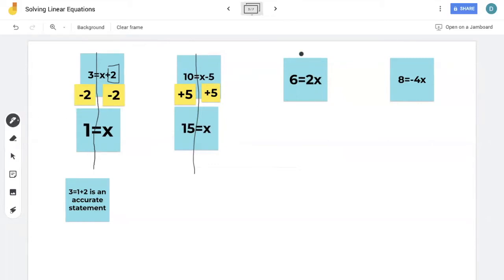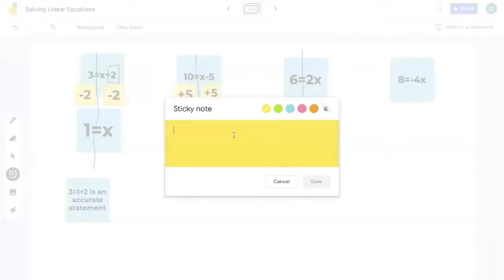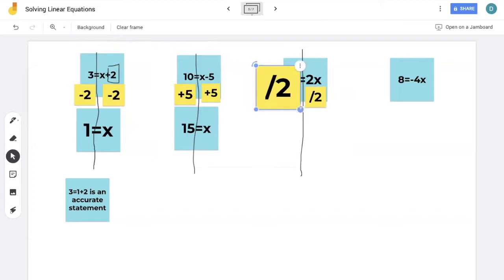So now let's look at a multiplication problem here. This time, what we want to do is make it so there's a 1 being multiplied by the X, right? Because 1 times anything is itself. So I'm going to divide by 2 and divide by 2, because remember, what you do to one side, you have to do to the other. So we're going to divide by 2 on both sides. 2 divided by 2 is 1, so it'll be 1x remaining on the right side of the equation. And then on the left side, 6 divided by 2 is 3.